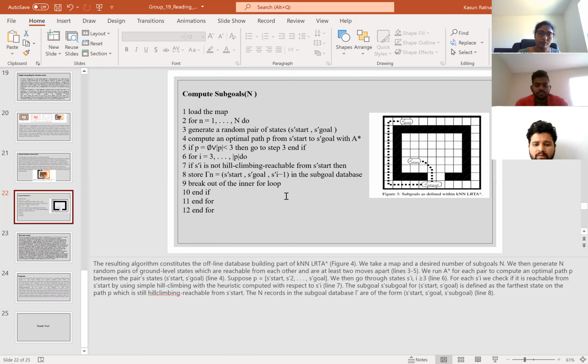We then go through states for each Si. We check if it is reachable from S start by using simple hill climbing with the heuristic computed with respect to Si, line 7. And the sub goal for S start and S goal is defined as the farthest state on the path P which is hill climbing reachable from S start. Then we record in the sub goal database sigma entries of the form S start, S goal, and S sub goal. It is shown in line 8.